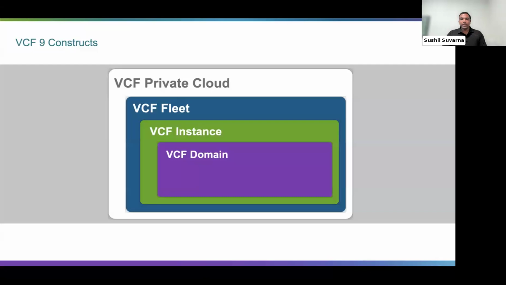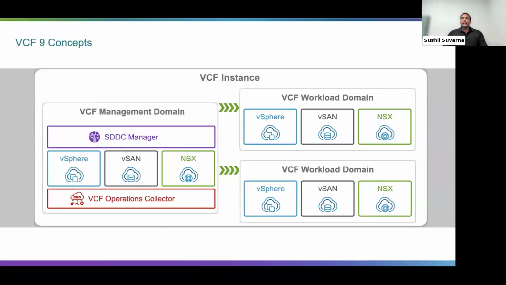Some of you that have already worked with VCF 5 might be familiar with some of these concepts, but there's also a few new concepts. So we have a notion of a domain, an instance, a fleet, and a private cloud. And we'll go through each of these. For those familiar with what a VCF instance is, because of the way it used to work in VCF 5 or earlier, a lot of that remains the same. A VCF instance brings together a combination of vSphere, vSAN, NSX, and puts it all together. You have the flexibility of also using your own storage if you need to, but a VCF instance is a combination of each of these compute, storage, and networking components.